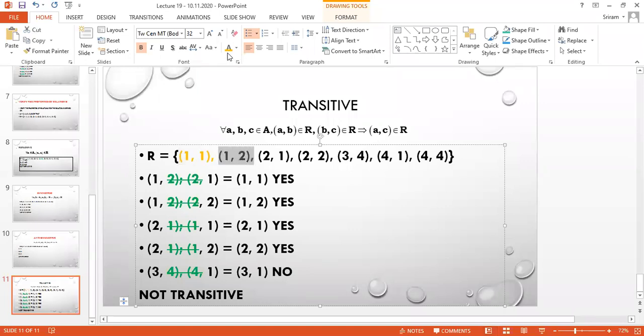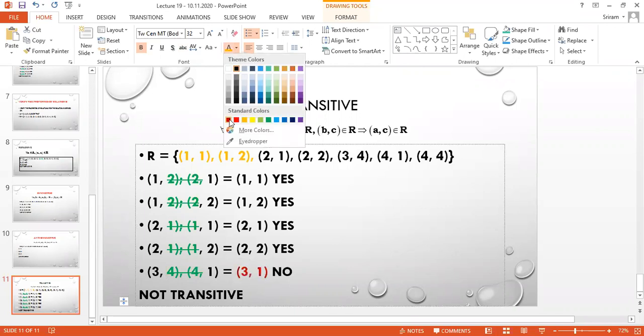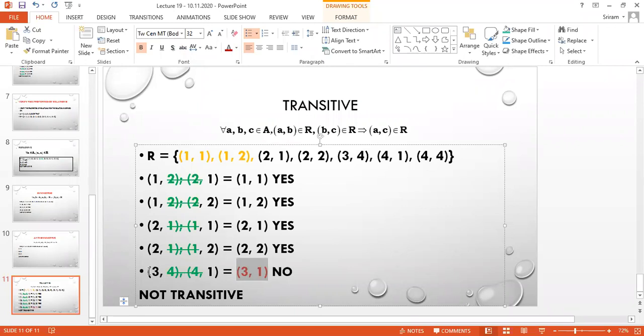Like this, when I am checking the last pair, here I am having 3 comma 4, 4 comma 1. What is the pair I need now when I cancel 4 comma 4? I need 3 comma 1, isn't it? The first number is 3, the last number is 1. I am going to check here in R. Do we have 3 comma 1? No, we are having only 3 comma 4. There is no 3 comma 1. As there is no 3 comma 1, I am writing no. If you find the answer as no, immediately you can say this is not transitive. Understand the idea now, dear?